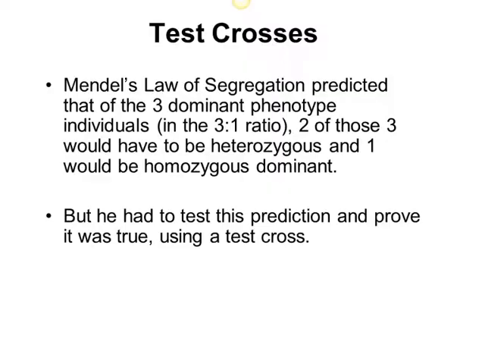So Mendel carried this out, and he found that for every 2 individuals that turned out to be heterozygous, 1 would turn out to be homozygous. So he saw the correct ratio in the test cross results, and that verified his idea.